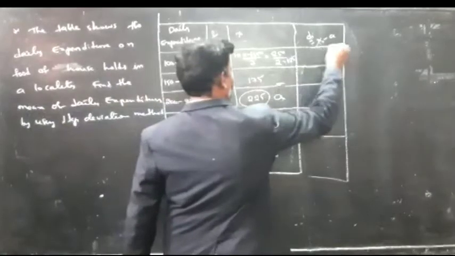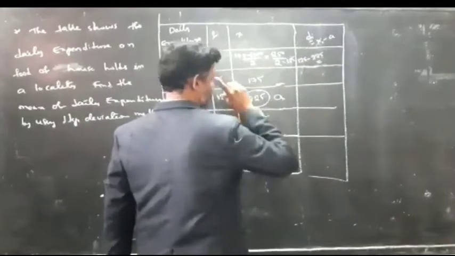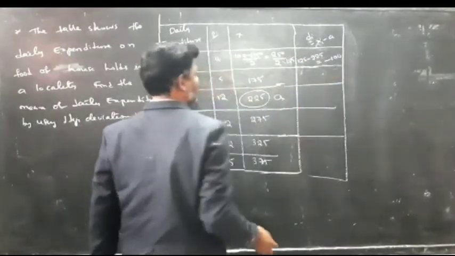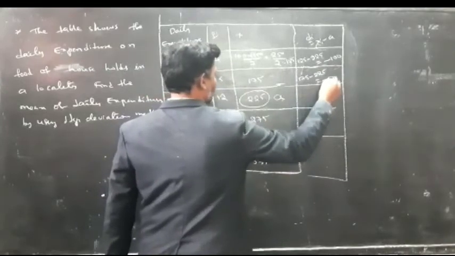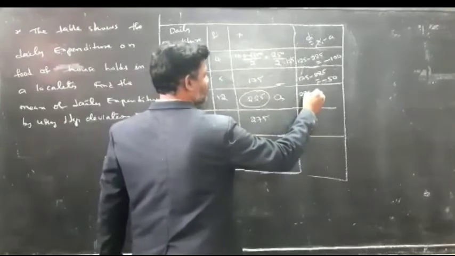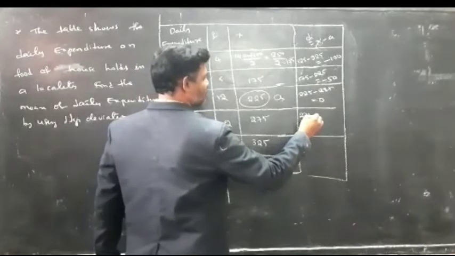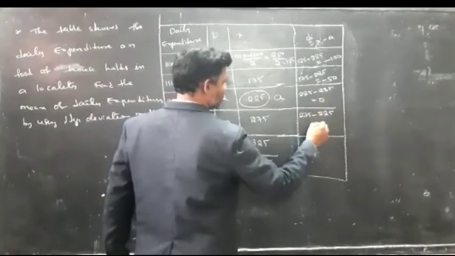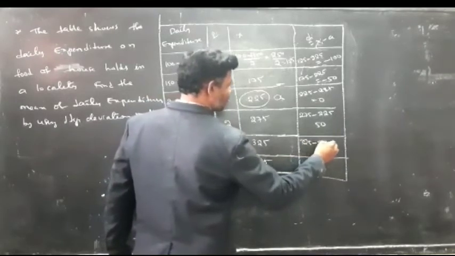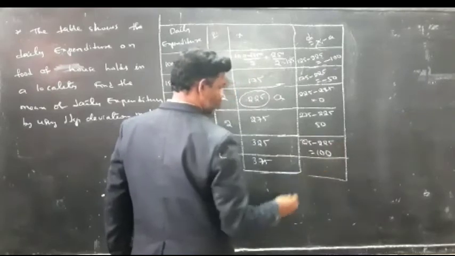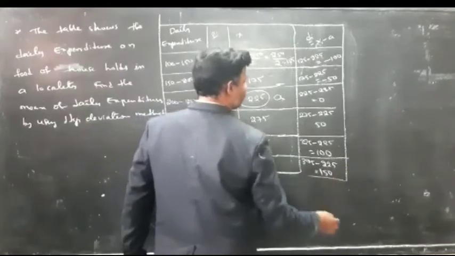Then xi minus a: 125 minus 225 is equal to minus 100. Then 175 minus 225 is equal to minus 50. 225 minus 225 is equal to 0. Next 275 minus 225 is equal to 50. Next 325 minus 225 is equal to 100. Next 375 minus 225 is equal to 150.